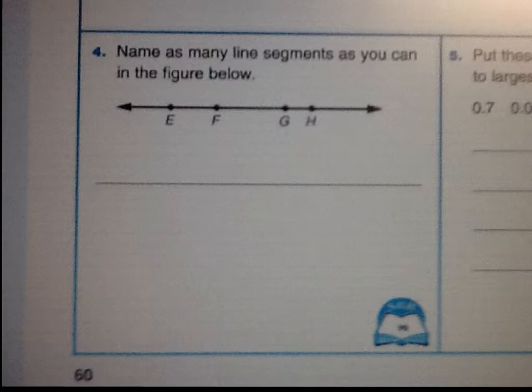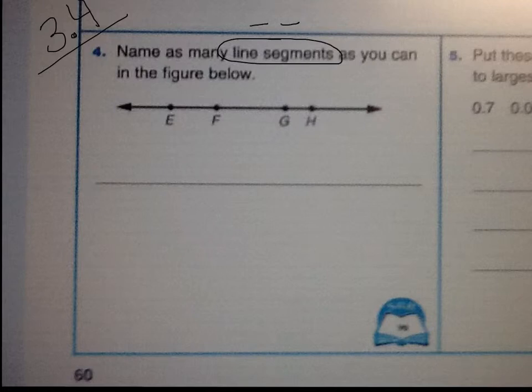The first one is Math Box 3.4. Open to this right now, and we're going to try number 4 together. Number 4 says, name as many line segments as you can in the figure below. The key part here is that it's a line segment. That means we're going to have 2 letters, and above it is just one little line segment.